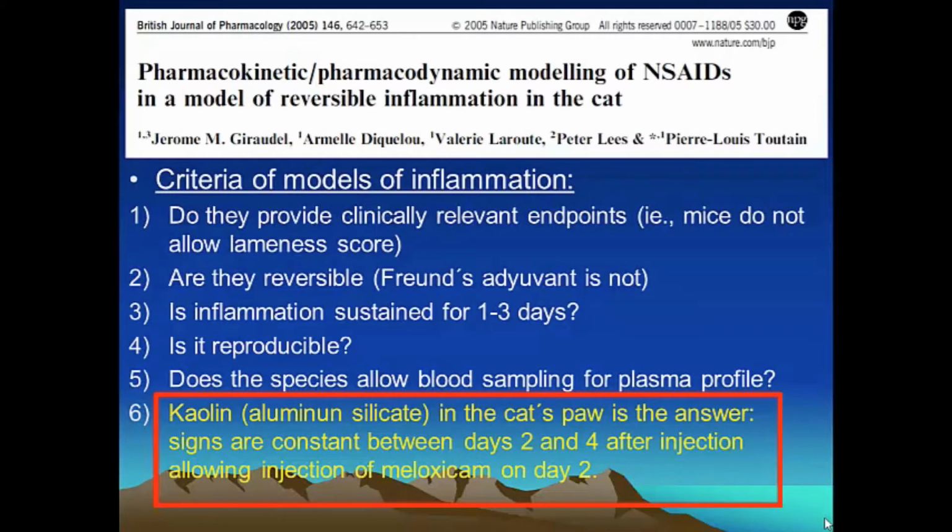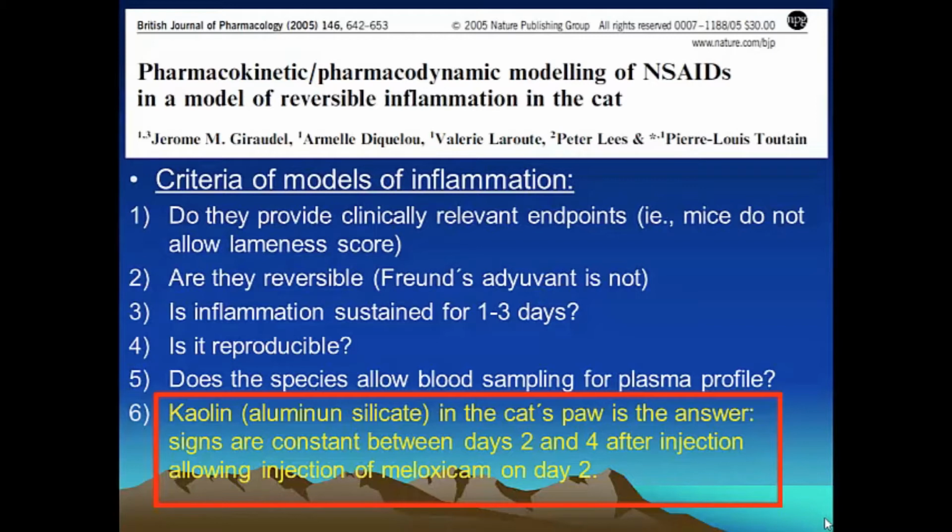This substance is inert, and when you inject it in the cat's paw, as we will see, it's going to cause a reversible inflammation for 5 days. And that inflammation is going to be actually constant or sustained between the second day after the injection and beyond. That way you can inject the anti-inflammatory drug on day 2 and evaluate the effect on that inflammatory response for at least 2 days.